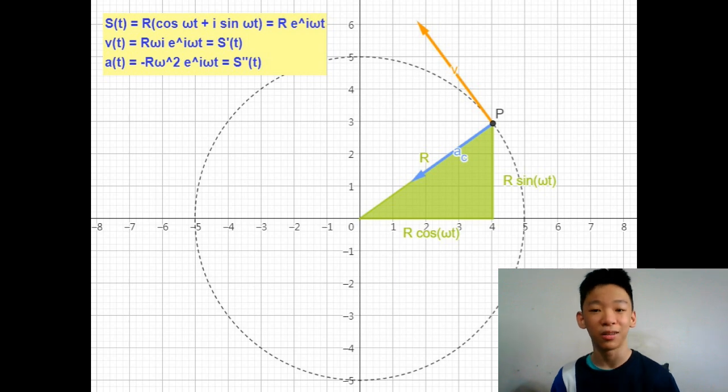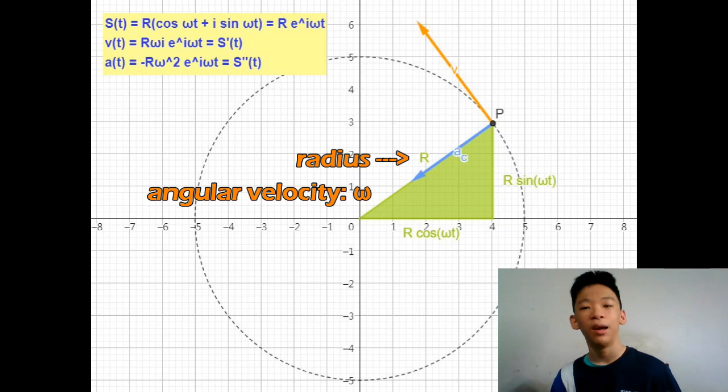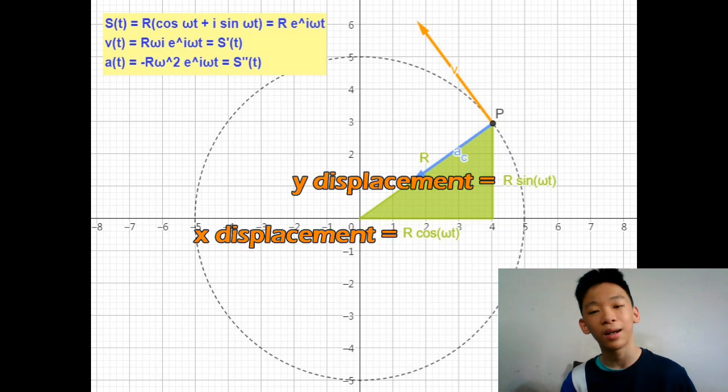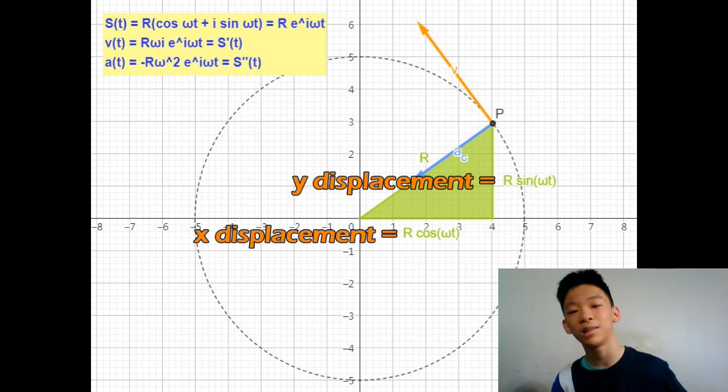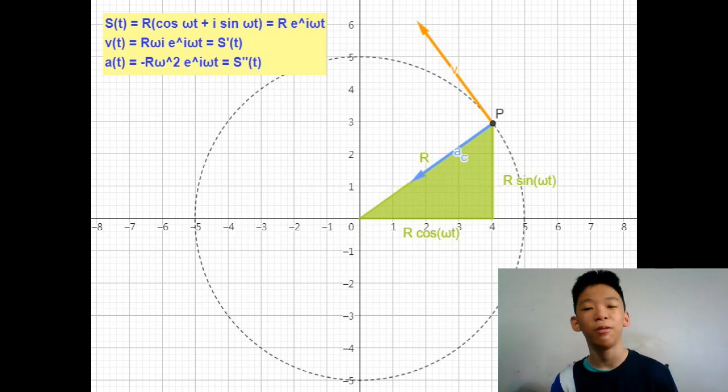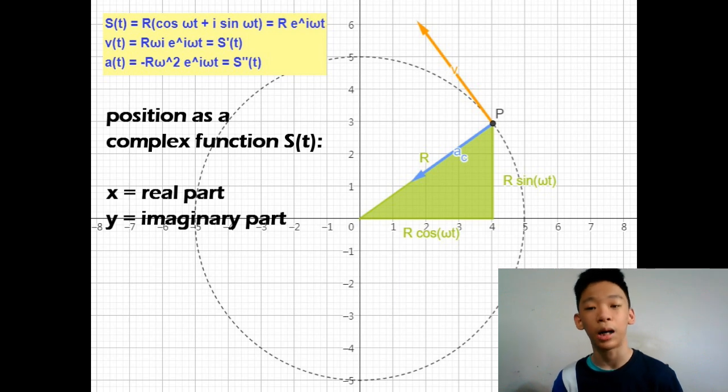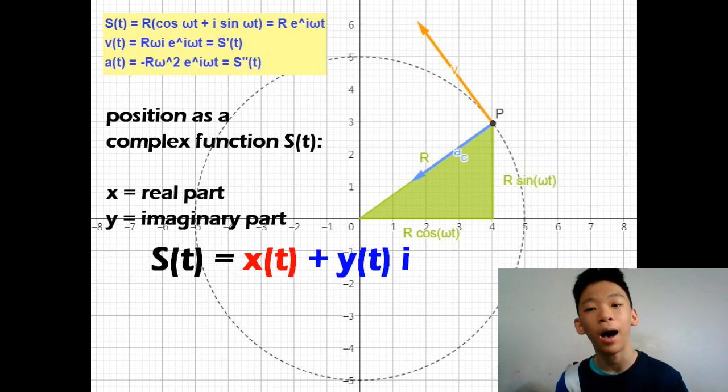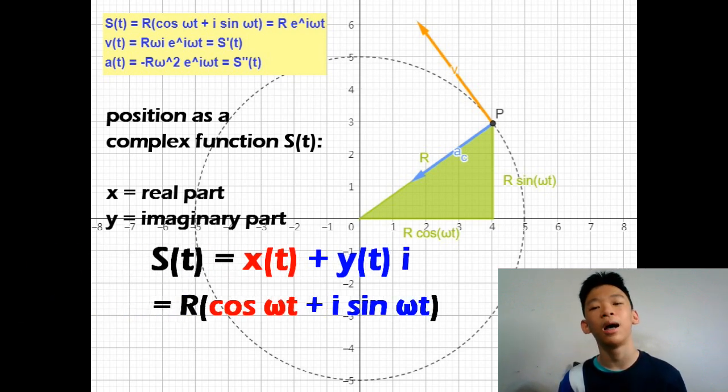So let's imagine that a particle is moving around the origin in a circle with a radius of rotation of r meters and its angular velocity is omega radians per second. Well, then we can determine the x and y positions of the particle to be r cosine omega t and r sine omega t respectively. If we want to represent the position of this particle using a complex function, we can let x of t be the real part and y of t be the imaginary part. And so our position s of t can be written as x plus yi, which can be written as r times cosine omega t plus i sine omega t.